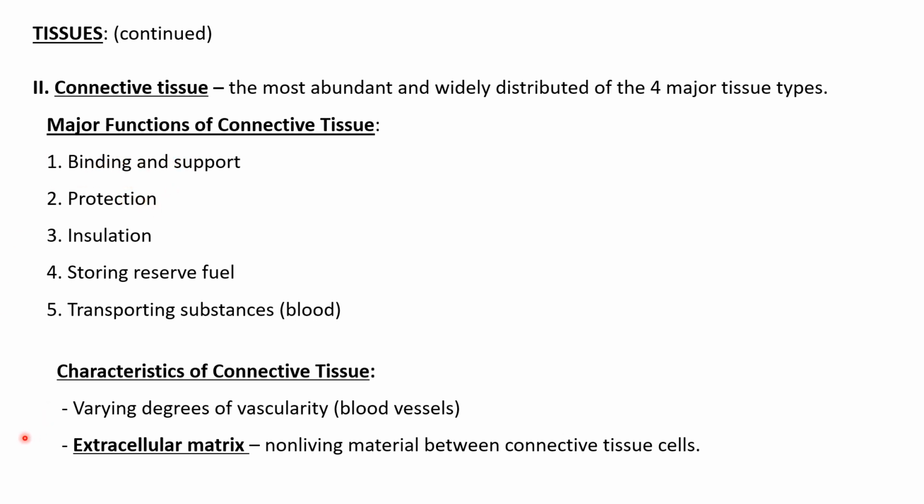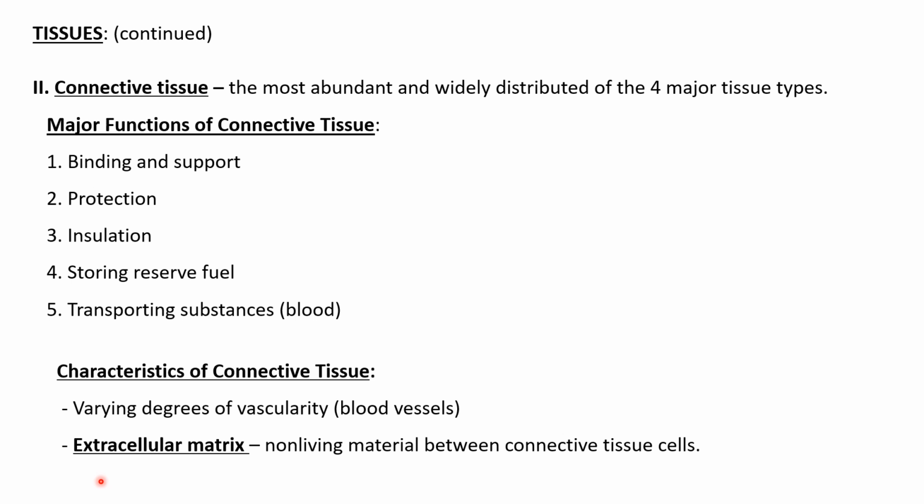Characteristics of connective tissue: there's varying degrees of vascularity. So some of them have a really good blood supply, but some of them do not. Certainly blood would have a good blood supply, right? But cartilage doesn't have that great of a blood supply. Bone has a really good blood supply.